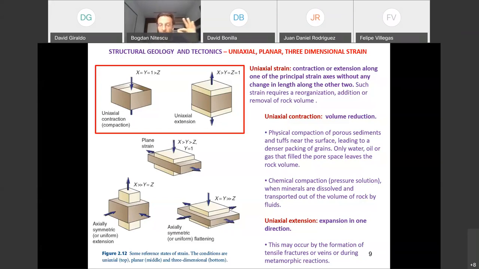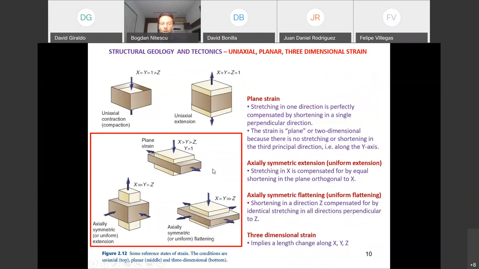And these fractures can be filled by solutions that precipitate calcite or quartz, and that's how you see the little veins. So you see a volume of rock with these veins of quartz, for instance, and that volume of rock suffered uniaxial extension. There was a change of volume; the volume increased. So that's the idea.